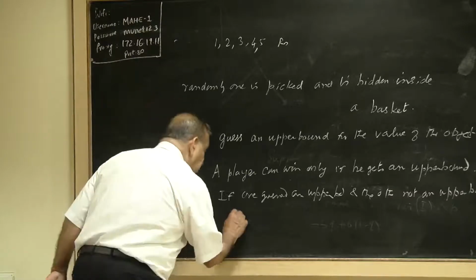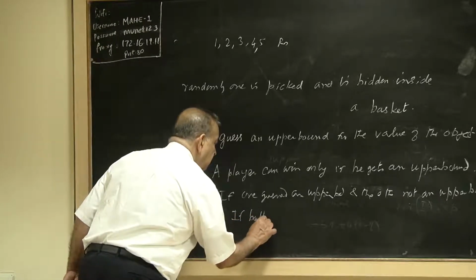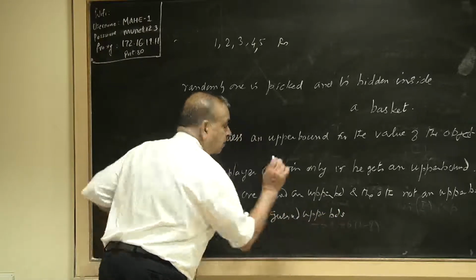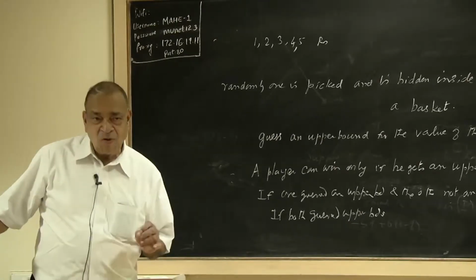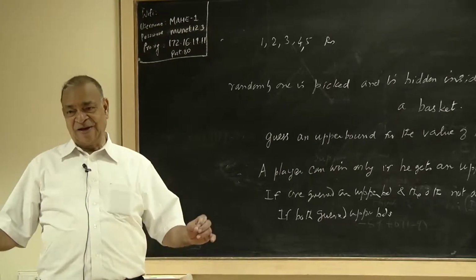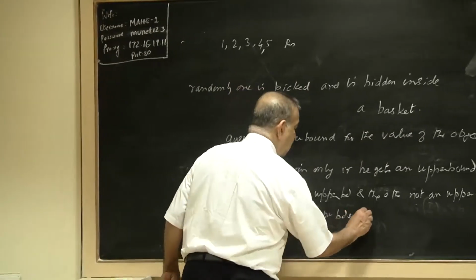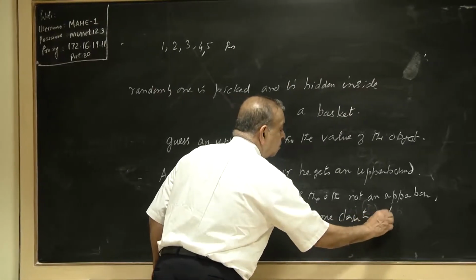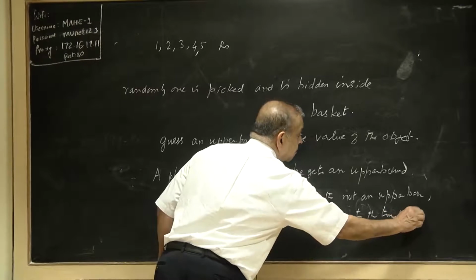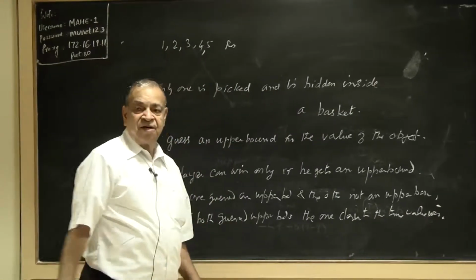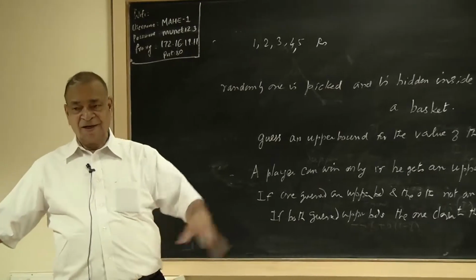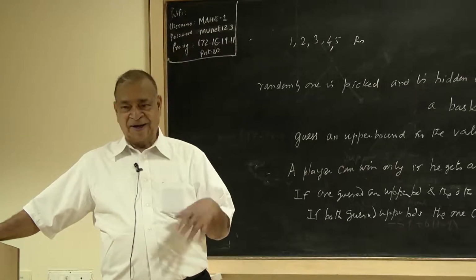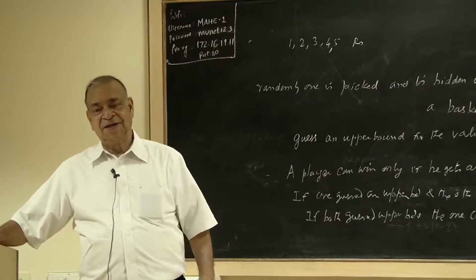Okay. If both of them get upper bounds, who wins? The one who is closer to the true value wins. Suppose if both of them get lower bounds, nobody wins. Okay? Nobody wins. It's a zero. So draw kind of thing. This is the game to be played.